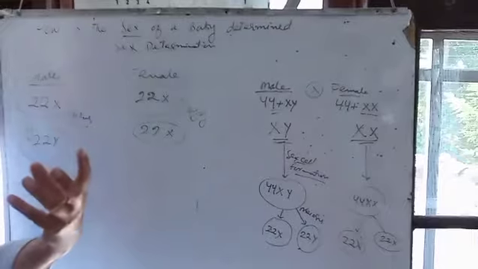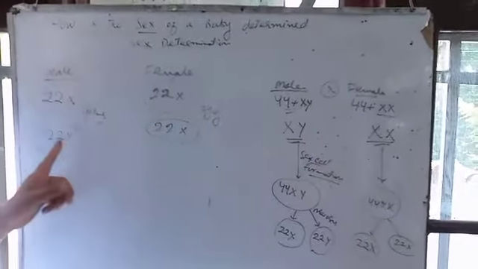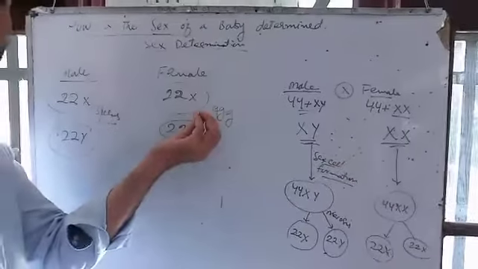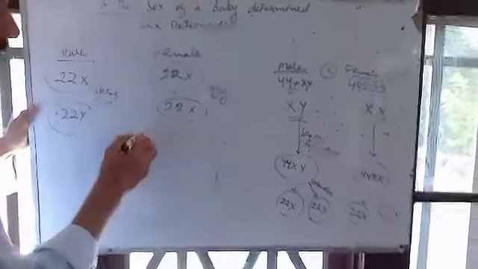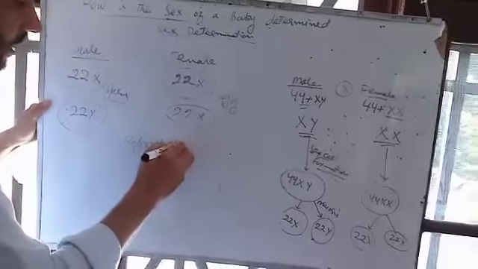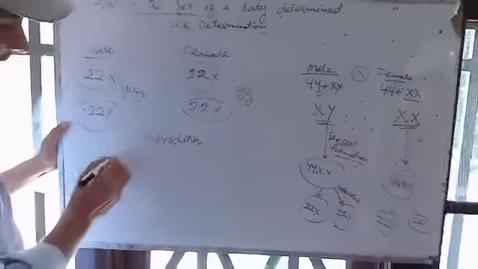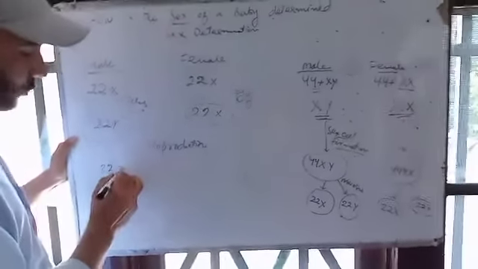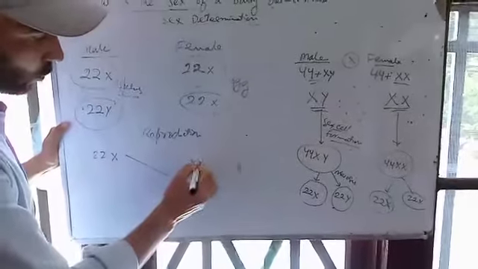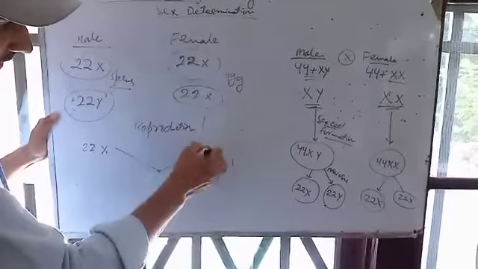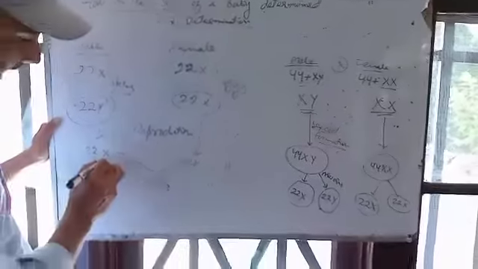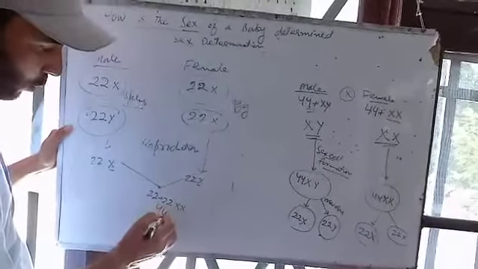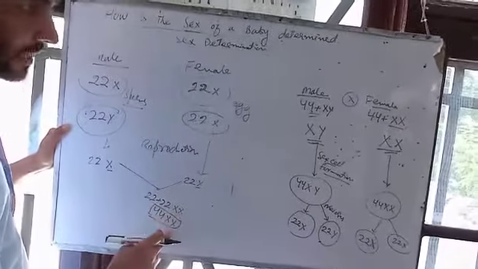If 1000 sperms are present in testes, then 500 would be of X type and 500 would be of Y type. If thousand eggs are present in the ovary, then all 1000 eggs would be of X type. Then what will happen? When reproduction occurs, if X type, 22X will combine with 22X, like this. What will happen? The child will be formed 22 plus 22 into X and X, that means 44XX. What is that? 44XX, it is the female. That means the child will be female.